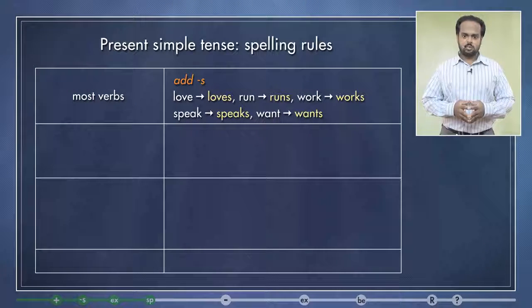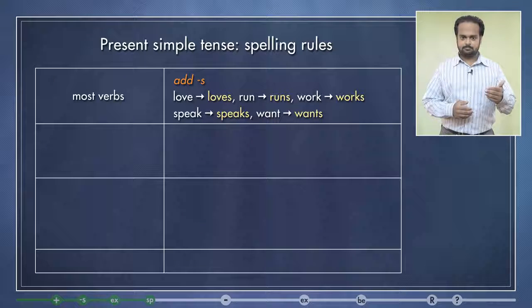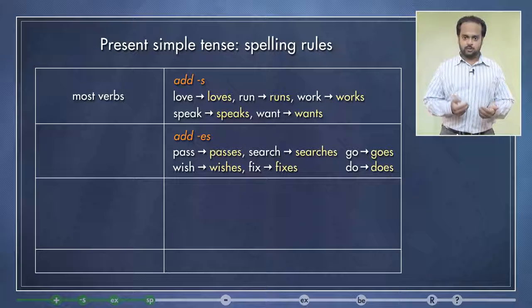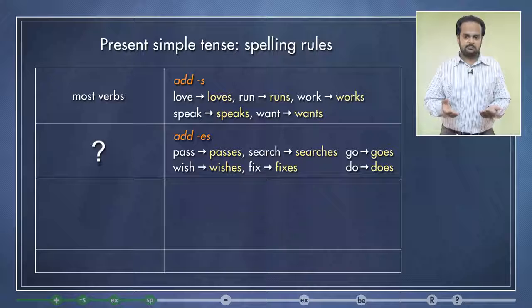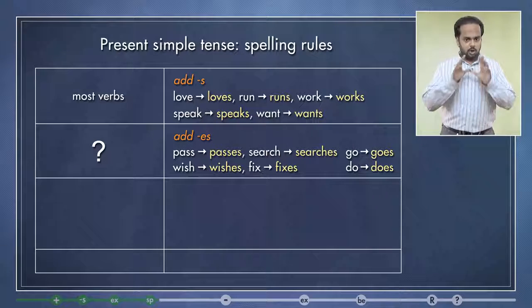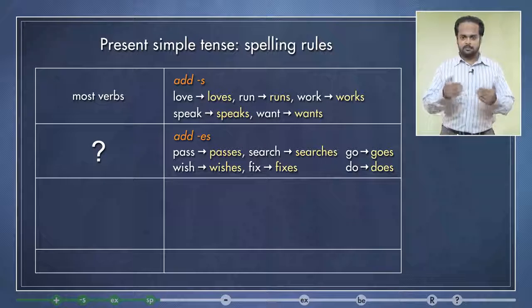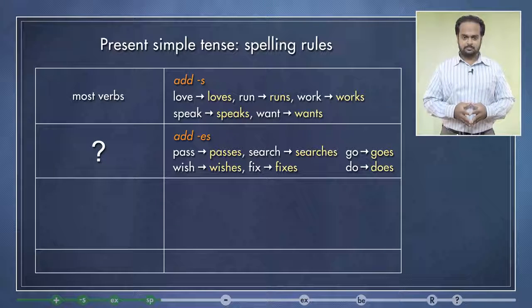To most verbs, we just add s. So verbs like love, run, work, speak, want, etc. just take an s at the end. To some verbs, we add es. Verbs like pass, wish, search, fix, go, and do. But why is that? Can you guess the rule? If you want, stop the video, look at the verbs, think about it, then play the video again and check.